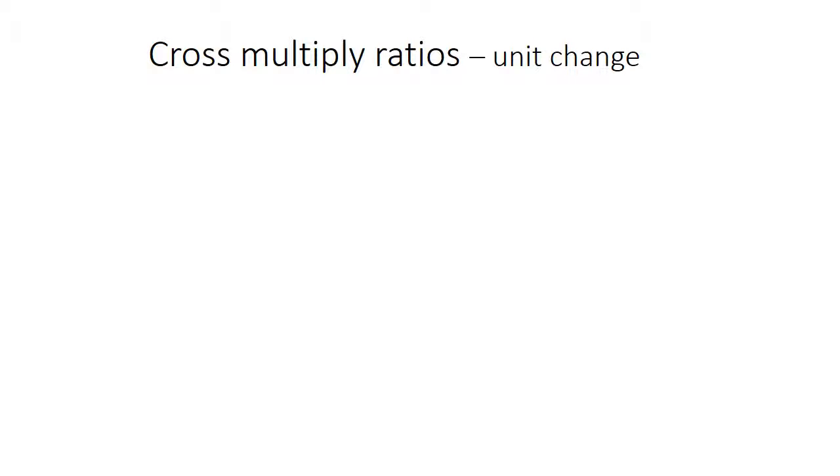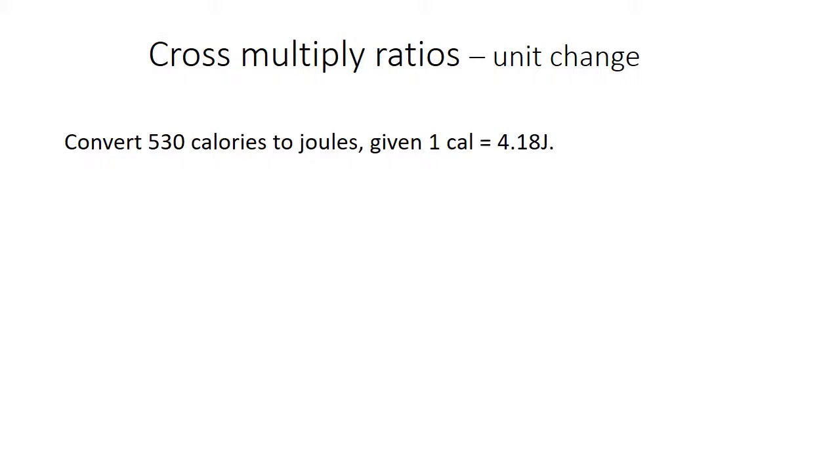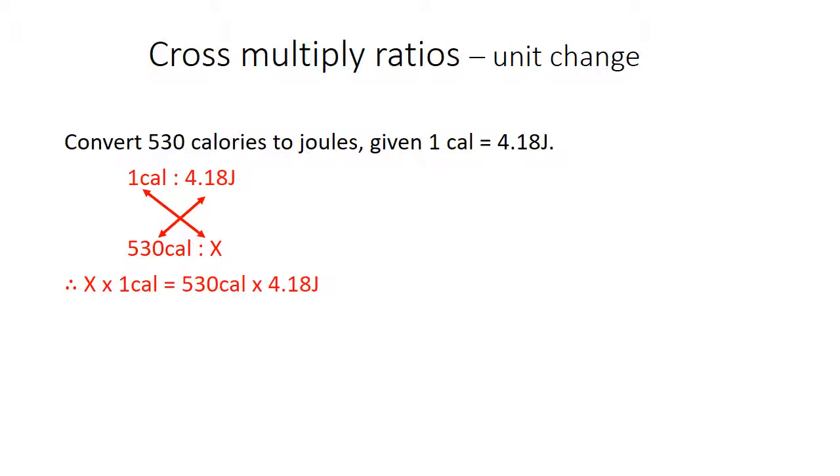If you're dealing with a unit change, you can cross multiply ratios. This is an example here: converting 530 calories to joules. You're usually given that 1 calorie is 4.18 joules. So 1 calorie is 4.18 joules, and therefore 530 calories can be x. By cross multiplication, x times 1 calorie equals 530 calories times 4.18 joules. So it's going to equal 2,215.4 joules, and due to significant figures, 2,200 joules.